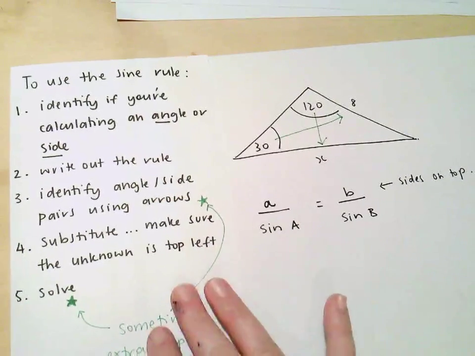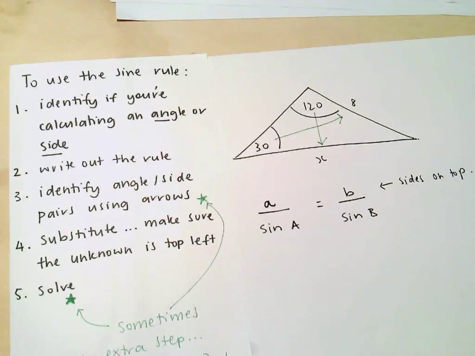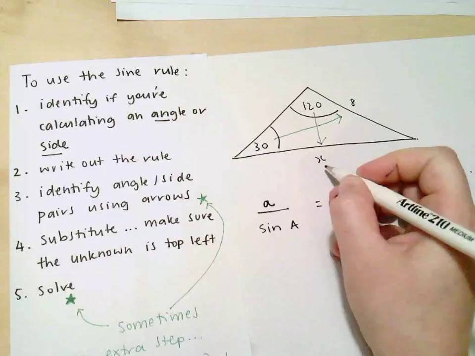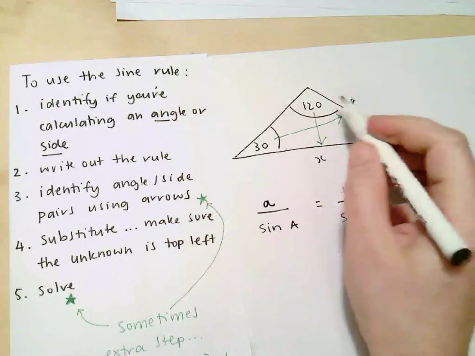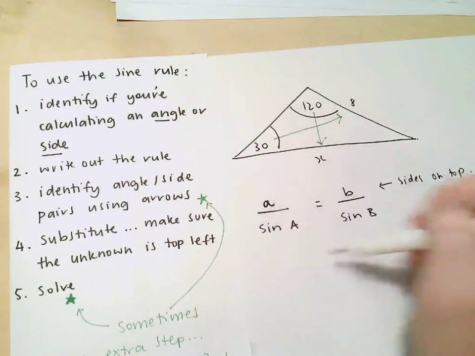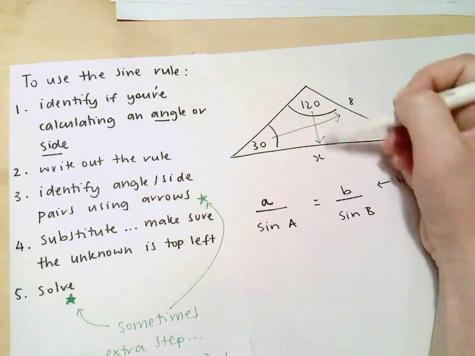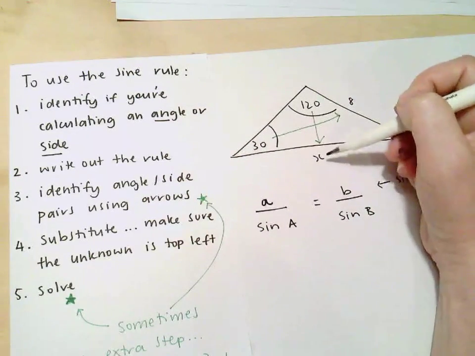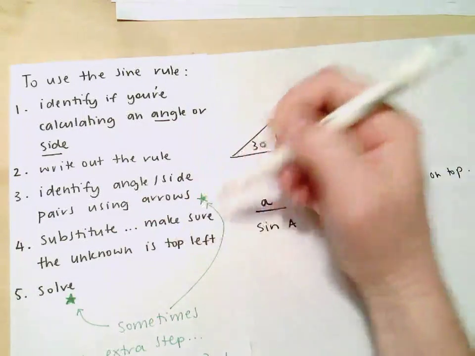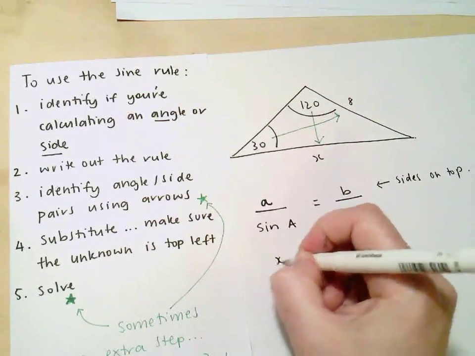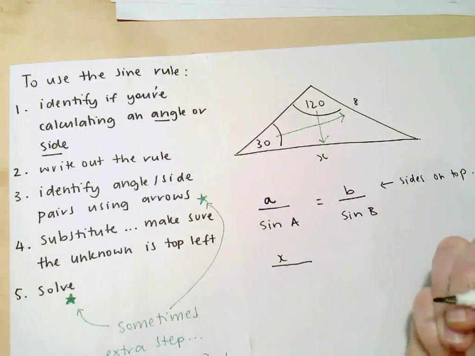Step number 4 then says substitute. It says make sure the unknown is top left. So I'm trying to find this x here. So I'm going to substitute these different angles and these different sides into this formula, keeping together the pairs. x and 120 is a pair. I want my unknown to be the top left. So I'm going to substitute my x in place of a.